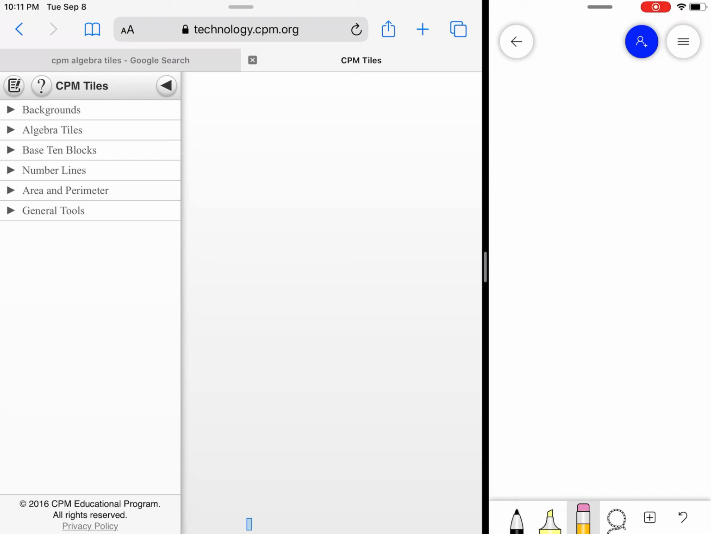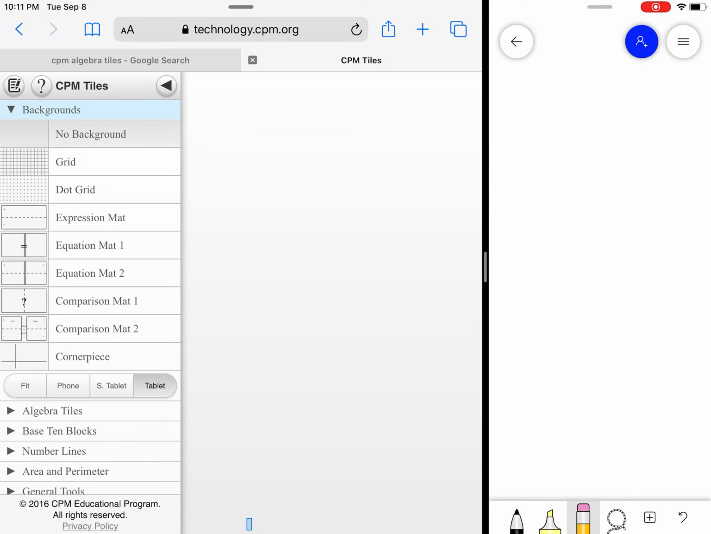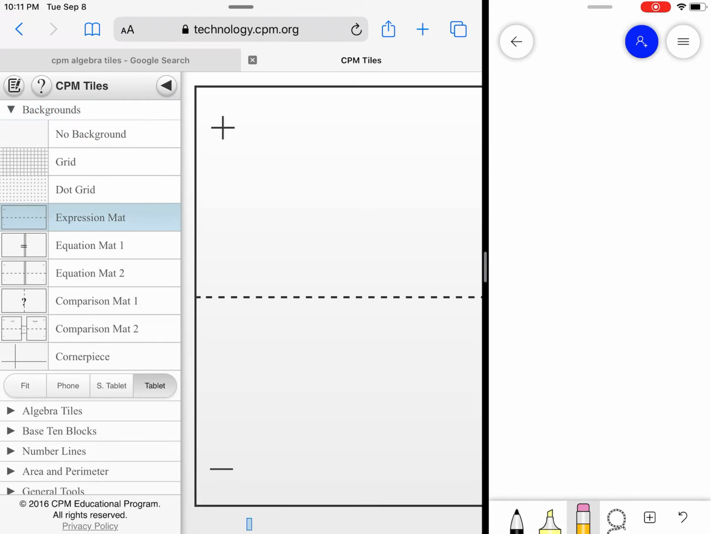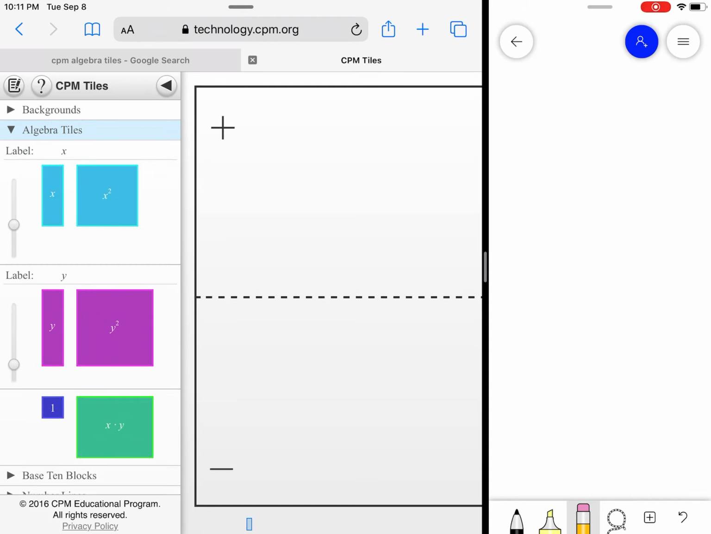So let's start with backgrounds on your tiles. I want you to put in an expression mat like we've been working on, and then also pull up your tiles. Here is our first problem. Number one is 4x minus the quantity 2x minus 3.